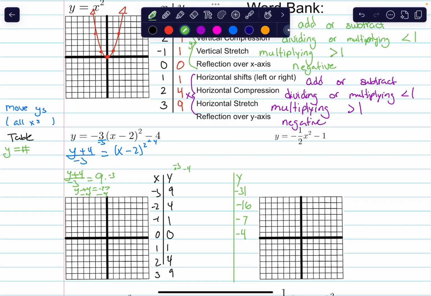1 times -3 is -3, minus 4 is -7. 4 times -3 is -12, minus 4 is -16. 9 times -3 is -27, minus 4 is -31. So the way I solved it, I applied to all of those graphs.